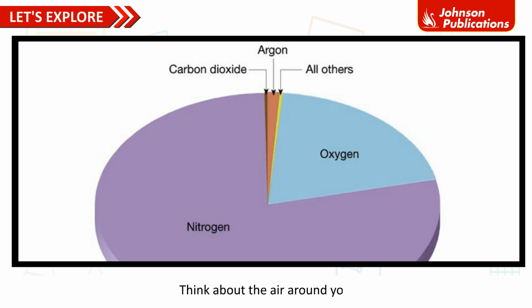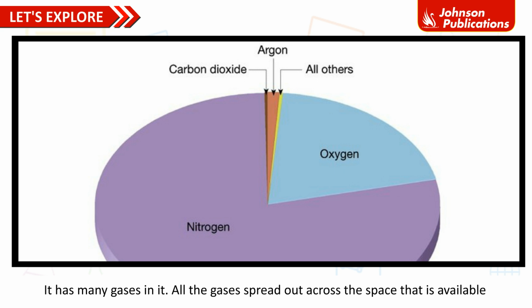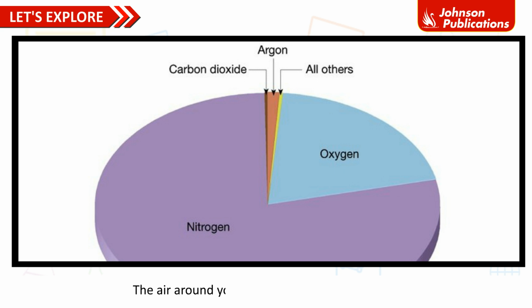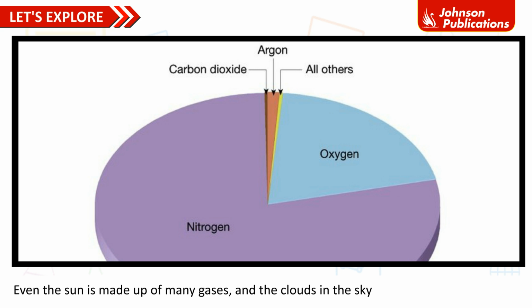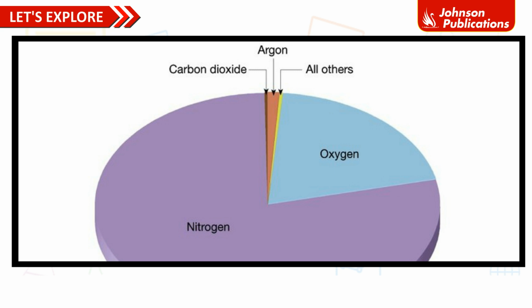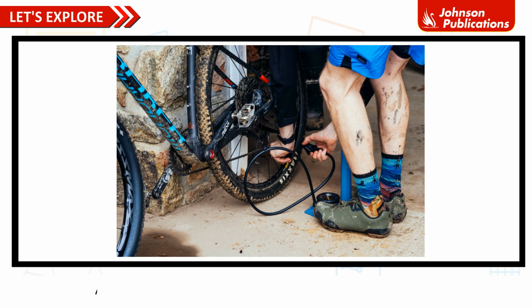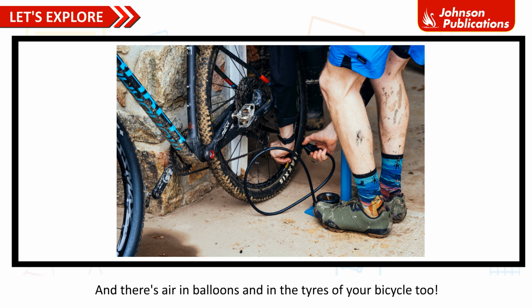Think about the air around you. It has many gases in it. All the gases spread out across the space that is available. The air around you has oxygen that you breathe. The air also has carbon dioxide, nitrogen, and other gases in it. Even the sun is made up of many gases, and the clouds in the sky have a lot of water vapor, which is also a gas. And there's air in balloons and in the tires of your bicycle too.